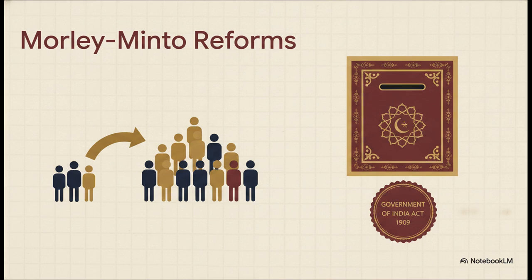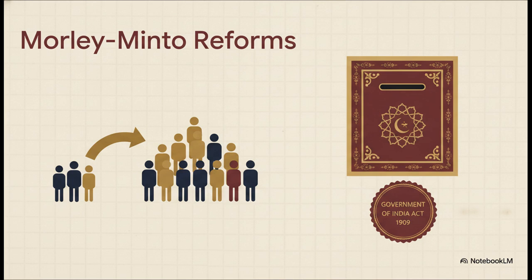It associated Indians with the executive councils for the very first time, with Satyendra Prasad Sinha becoming the first Indian to join the Viceroy's executive council as the law member. But crucially, it introduced communal representation for Muslims through separate electorates. This effectively legalized communalism, earning Lord Minto the rather heavy title of the father of communal electorate.